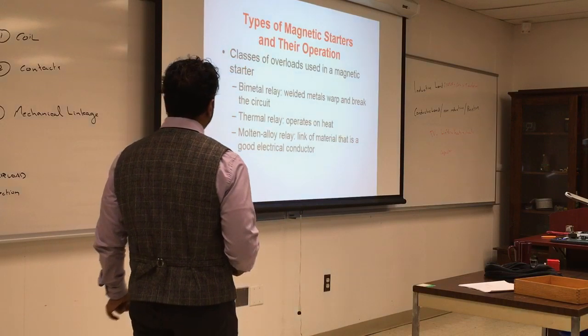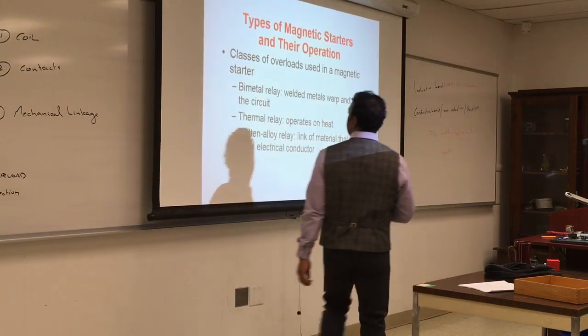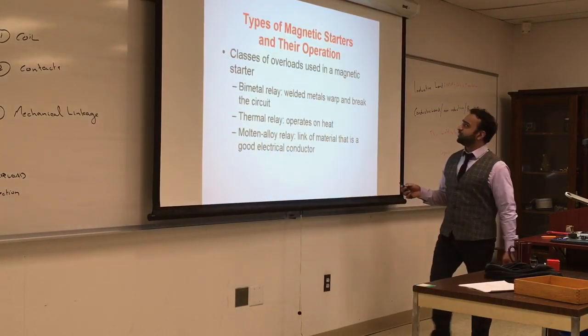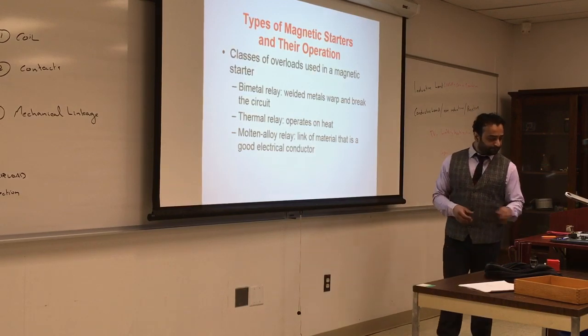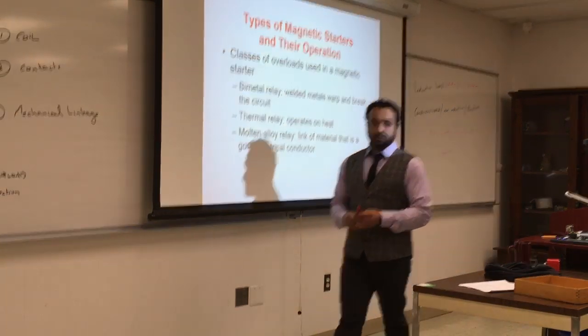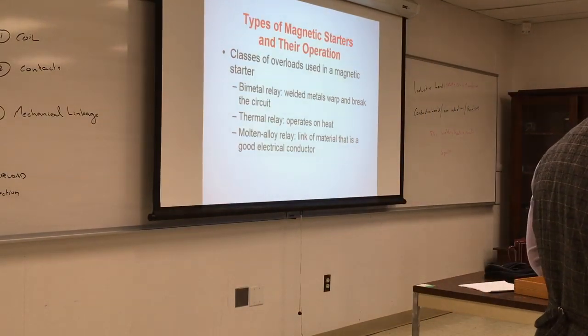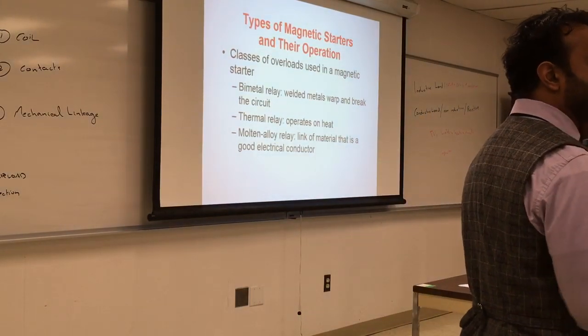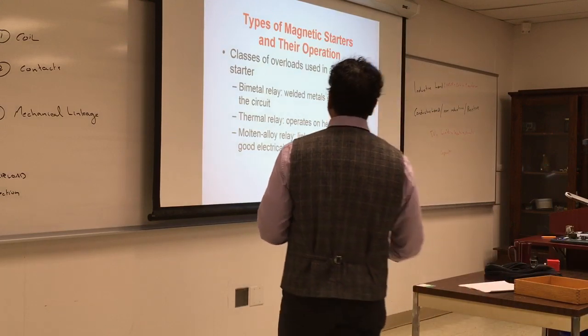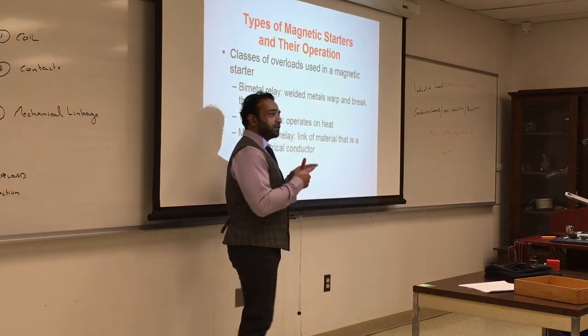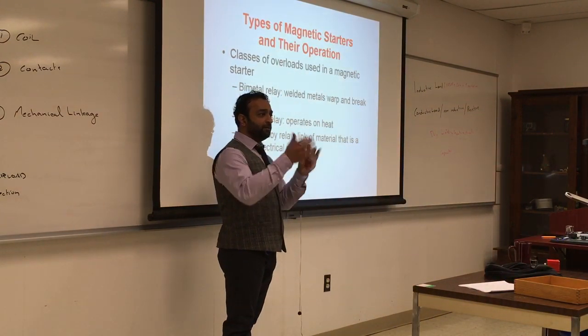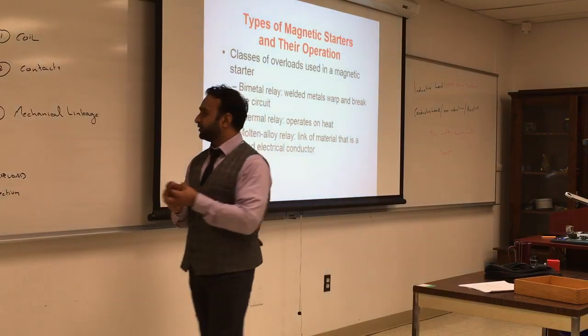So, class of overloads in magnetic starters. Some of them have a bimetal relay, welded metals wrapped around the break to break the circuit. What are those? So we have 2 types of thermal protection in that magnetic starter. Either we have a bimetal relay, which is 2 metals. Once they heat up, they bulge and they cut off the circuit.